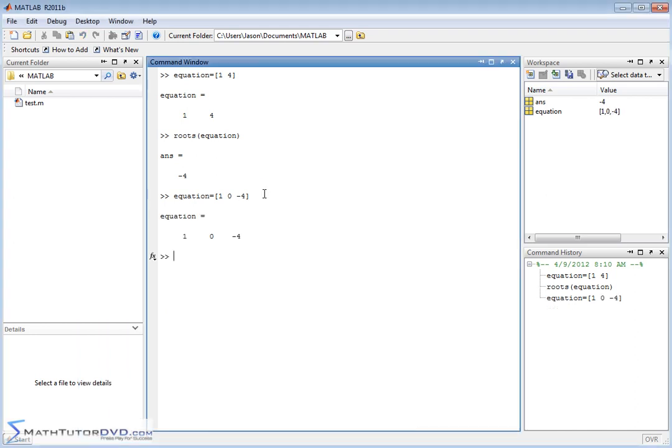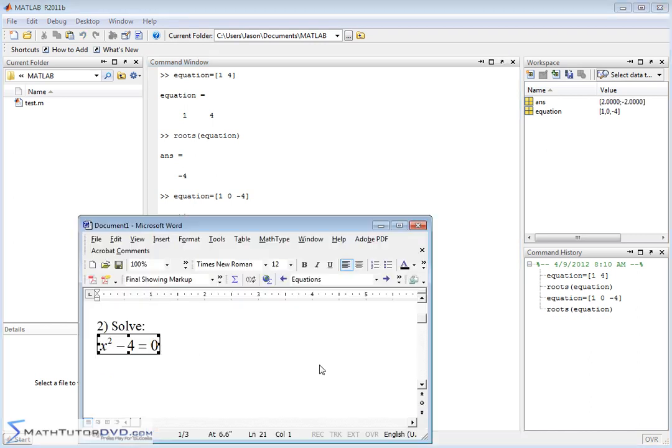So let's set that up and do the roots of equation. And it says plus or minus 2, which again is exactly what you would expect. You move this over and make it 4, take the square root, and you get plus or minus 2. So let's go to the next one. The only difference between this one and the last one is we changed the sign here. Now it's x squared plus 4.